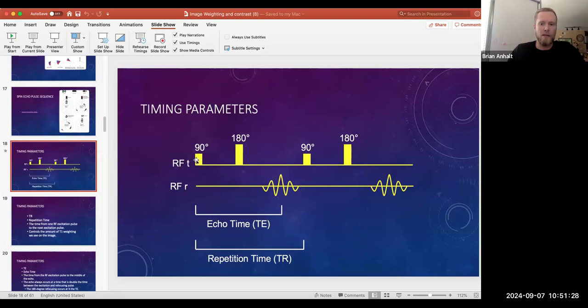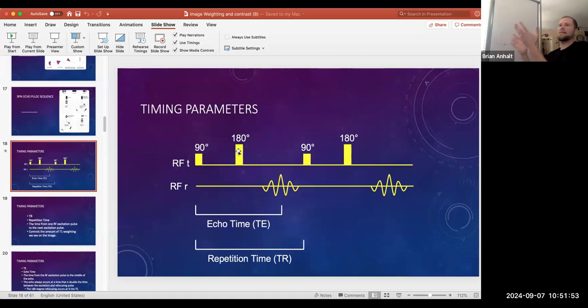So once again, 90 degree, 180, followed by the echo. Exactly one half of this echo time is when the 180 is transmitted, and that should make sense, right? Because the amount of time you're allowing for dephasing to occur is the same amount of time it's going to take after you flip them 180 for rephasing to occur, right?